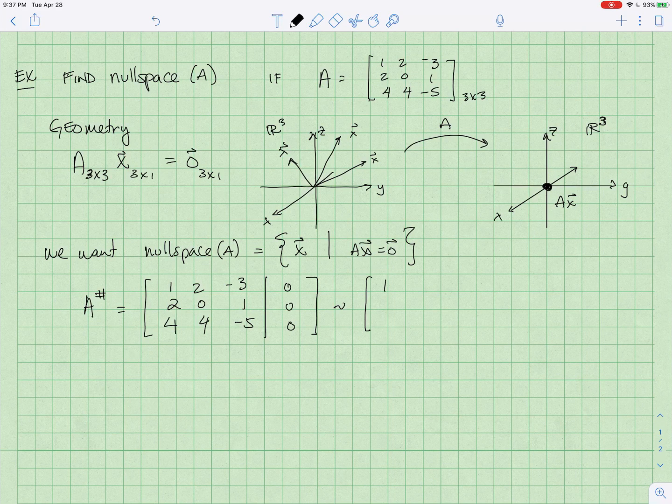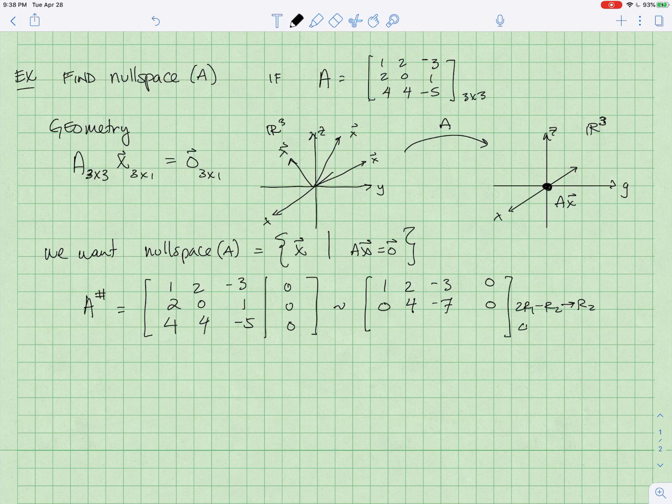reduction. So let's see, 1, 2, negative 3, 0. And then I am going to start doing some row operations. We'll do twice row 1 minus row 2 is our new row 2. And that's 2 minus 2 is 0. 4 minus 0 is 4. Sorry, negative 6 minus 1 is negative 7. Something like that. And then 0.